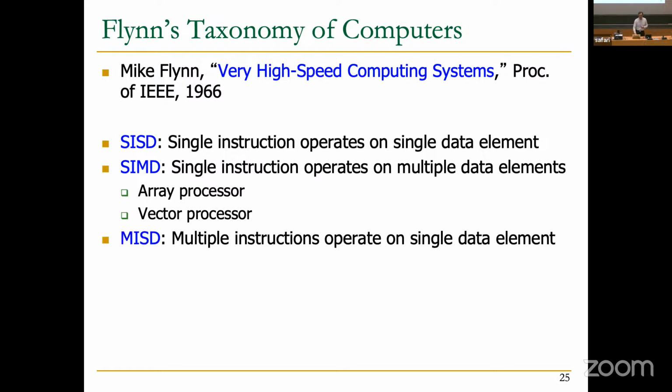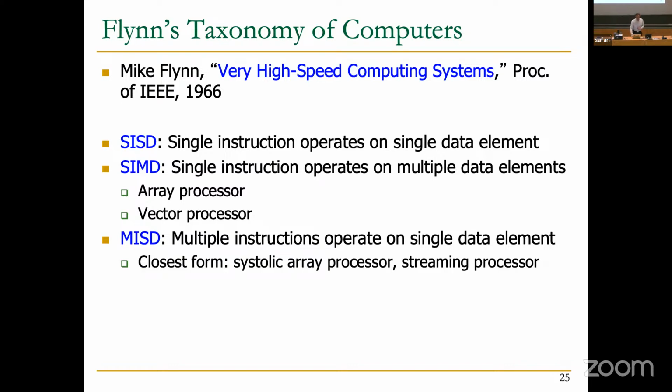MISD is interesting. This is kind of similar to systolic arrays. You have multiple instructions that operate on a single data element. Basically, you feed a single data element, and then different instructions operate on it until you get the results. This is very similar to a systolic array, and I'll show you a generalized picture soon. So the closest form is really a systolic array or streaming processor.